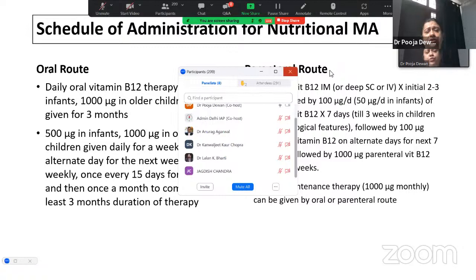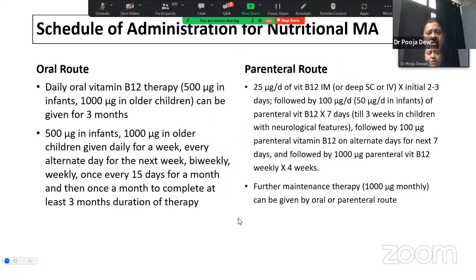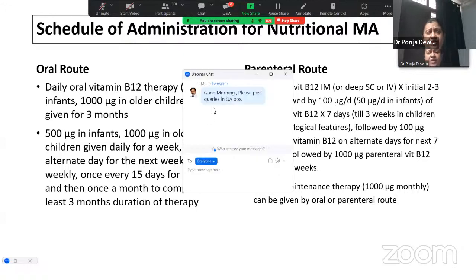When using the oral route, you can use 500 or 1,000 micrograms, which can be given for 3 months. 500 micrograms is preferred in infants, and 1,000 micrograms is preferred in older children. The schedule can be daily for a week.